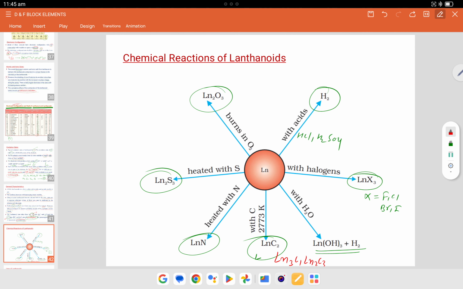Chemical properties: with halogens (chlorine, fluorine, bromine, iodine) they form LnX3. With acids like HCl or H2SO4, hydrogen is liberated. Burning with oxygen gives the oxide. Treated with sulfur, it gives the sulfide; with nitrogen, the nitride; and with carbon, carbides such as LnC2, Ln3C and Ln2C3 are formed.